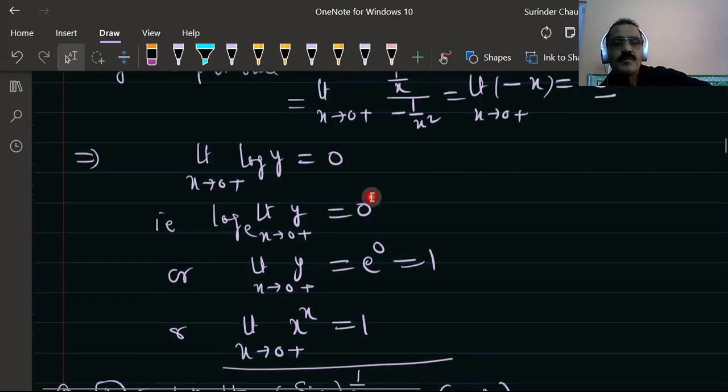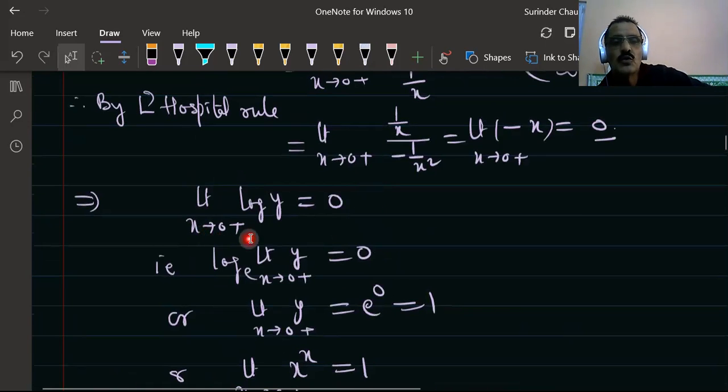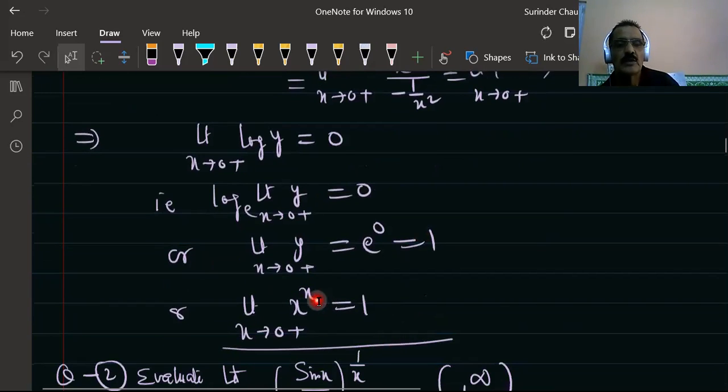Therefore, limit x to 0 from positive of log of y is equal to 0. Now to convert it to exponent form, the limit can be inside the log: log of limit x to 0 from positive of y with base e is equal to 0. Therefore, in exponent form, limit x to 0 from positive of y is equal to e to the power 0, which is 1. Now substitute the value of y. What was y? y equal to x to the power x. So limit x to 0 from positive of x to the power x is equal to 1.